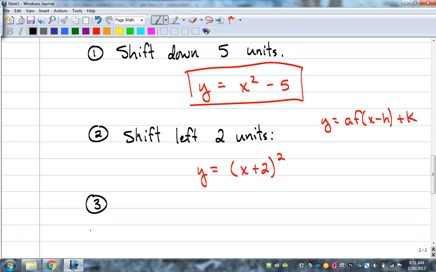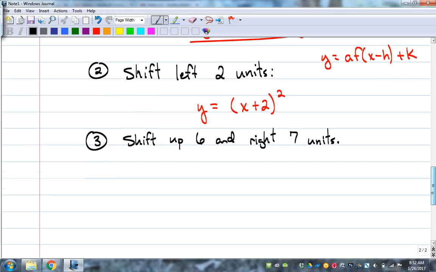All right, well, let's combine that. Let's do more than one move. So we did a vertical shift down, and then we did a left shift horizontally. Let's do something that moves in both directions. So let's shift up 6 and right 7 units.